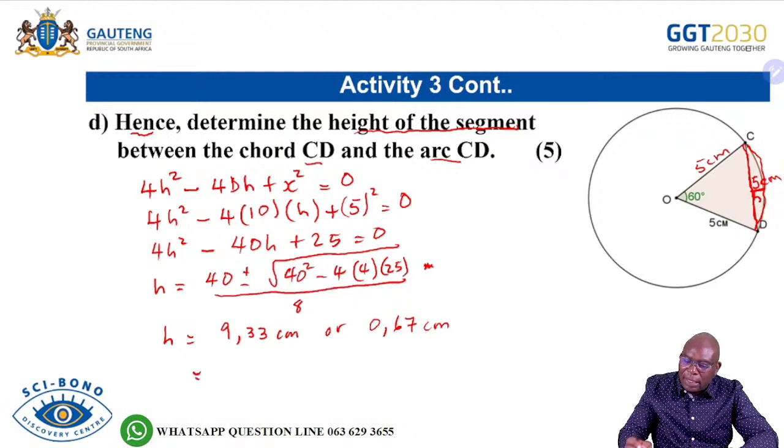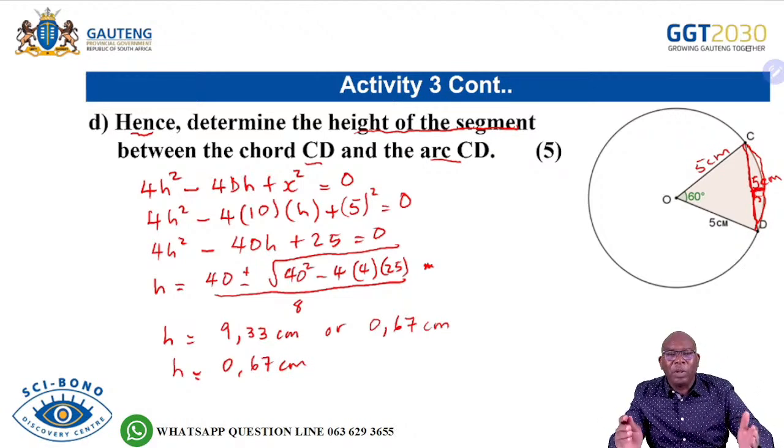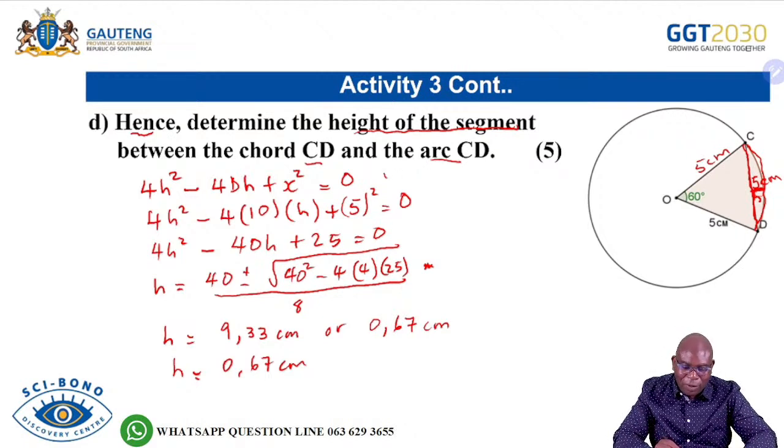But then I realized that this small height there cannot be 9, so it cannot be that. So the correct height is going to be 0,67 centimeters, because that's a very, very tiny space between your chord and your arc. So you have a mark for the formula, a mark for substitution, a mark for writing that, and then a mark for this, and a mark for choosing the correct one. Okay. All right. Now, let's look at activity number 4.